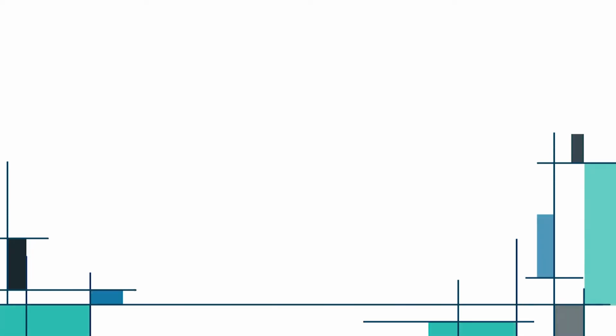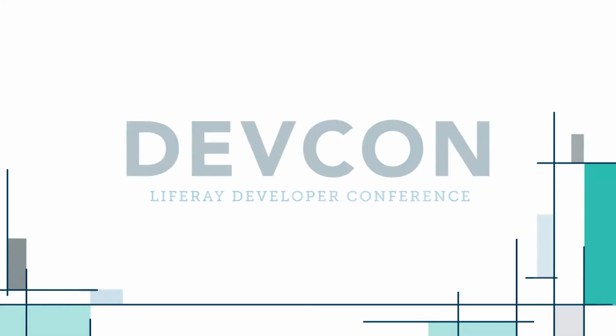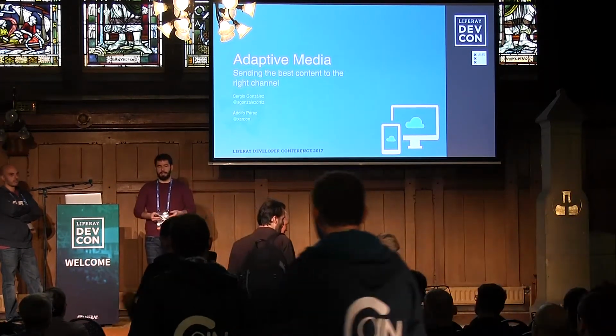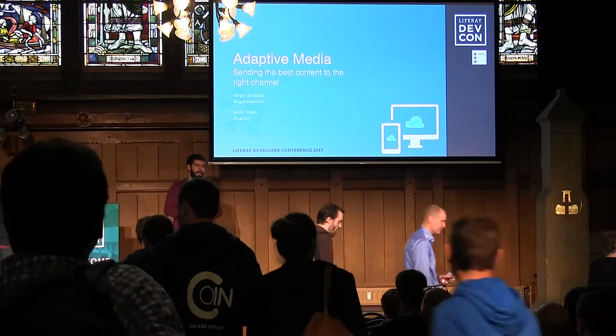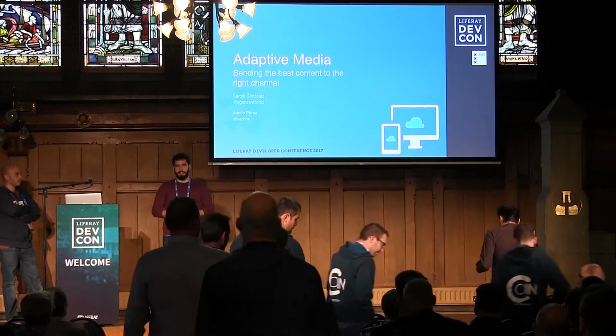So yes, he said we're here to present one of the new features that we are building for Liferay 7 and Liferay DXP. It's named Adaptive Media, and it's aimed to send the best content to the right channel or to the right device.